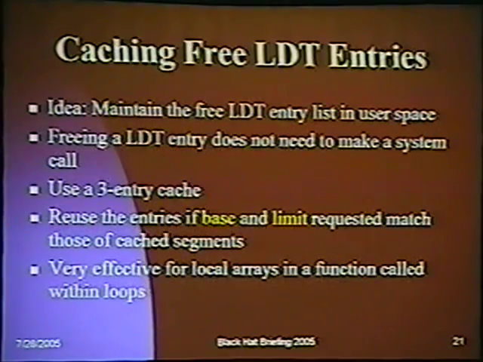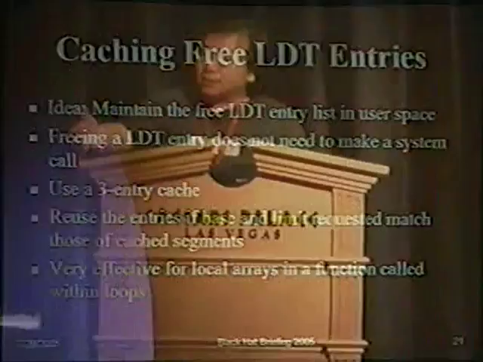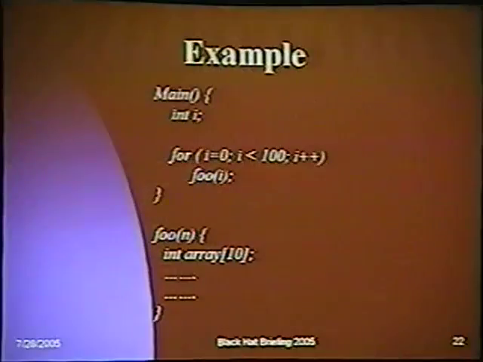The general scenario that we observe is that in a lot of the sample programs that we tested, sometimes you deallocate something and then reallocate again, and deallocate something and reallocate again. An example would be something like this. Let's say you have a function main that has a loop. In that loop, you call another function foo, and within foo, it needs a local array. So within a loop, you repeatedly call foo, and every time you call foo, you have to allocate an entry from the LDT. And every time you return from foo, you have to deallocate it.